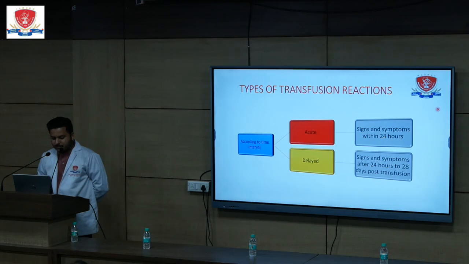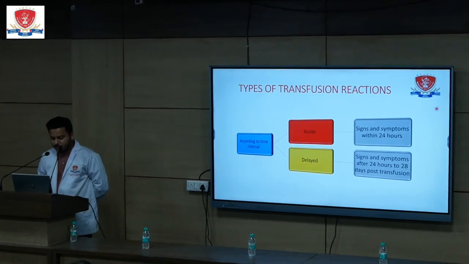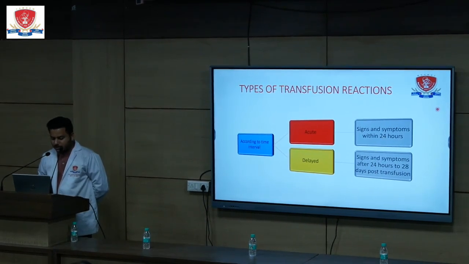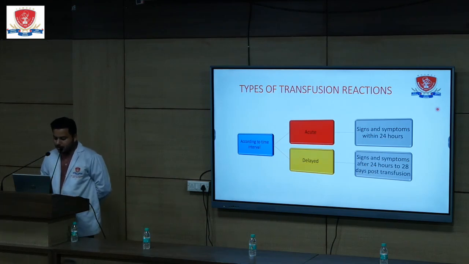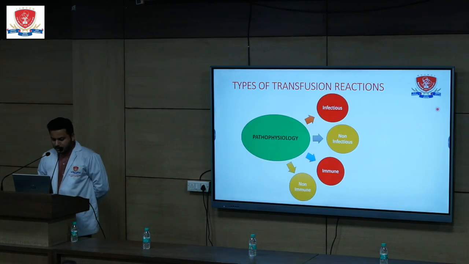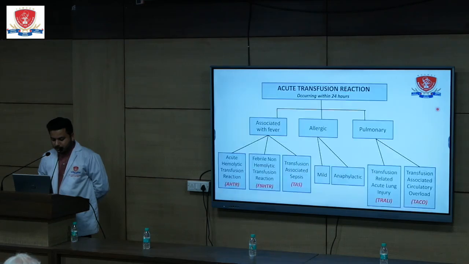These reactions can be classified according to their time interval into acute and delayed. Acute reactions are those in which signs and symptoms occur within 24 hours of the transfusion, and delayed are those in which the signs and symptoms occur after 24 hours to 28 days. These can also be classified according to their pathophysiology into infectious, non-infectious, immune and non-immune.